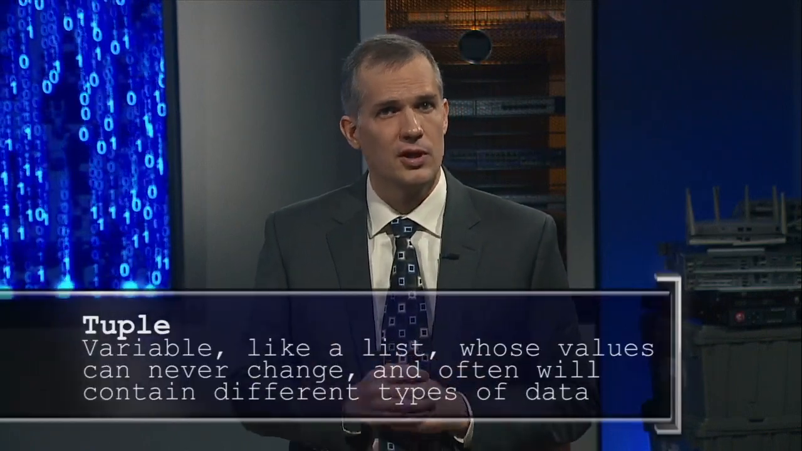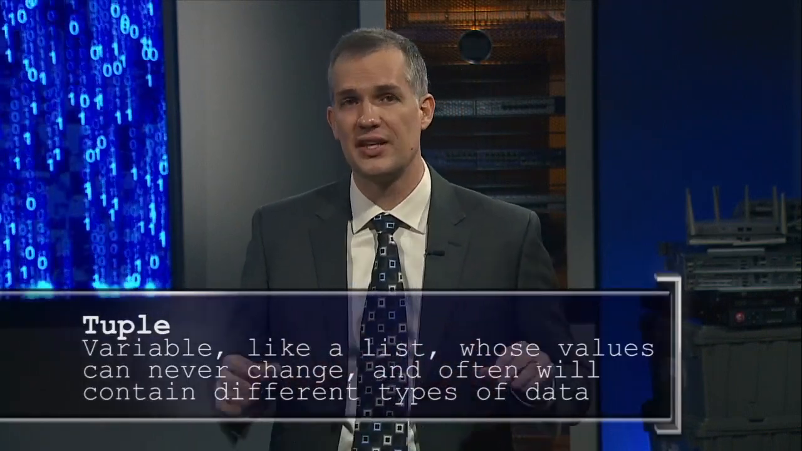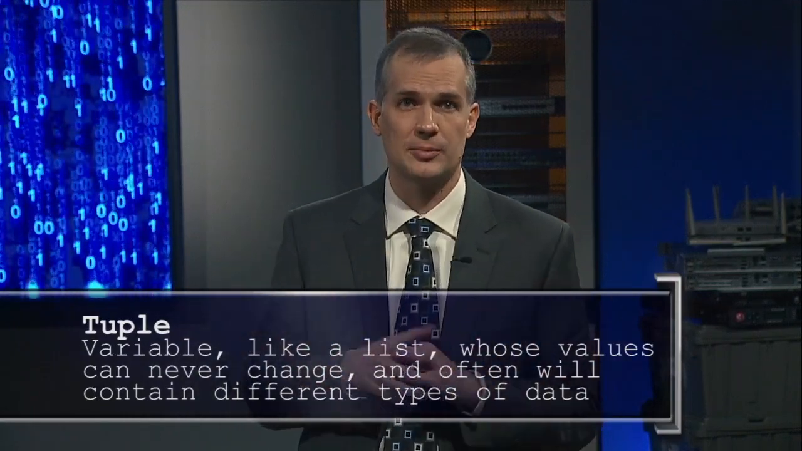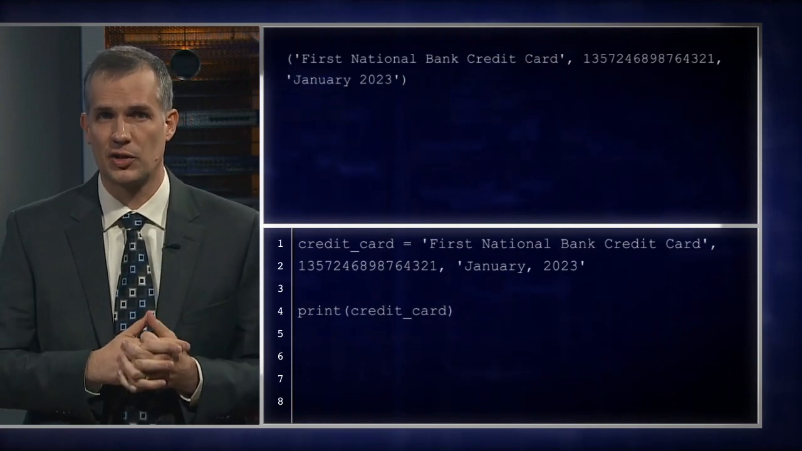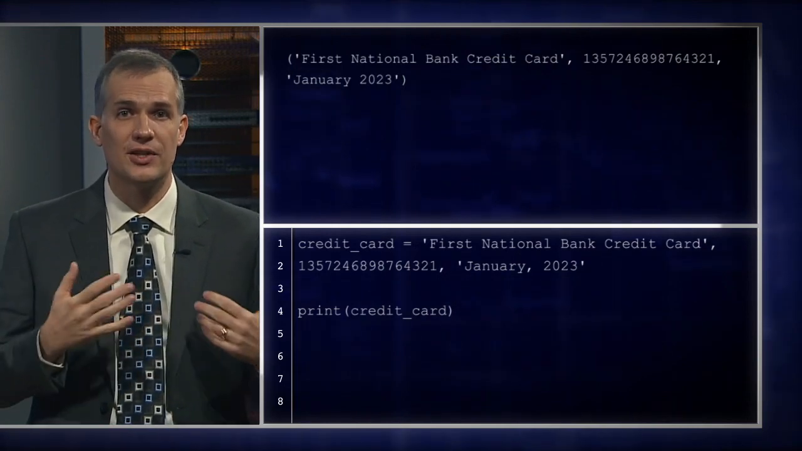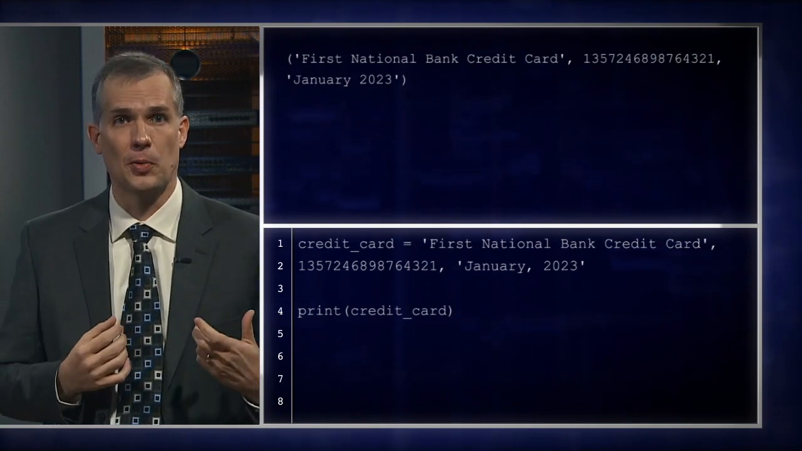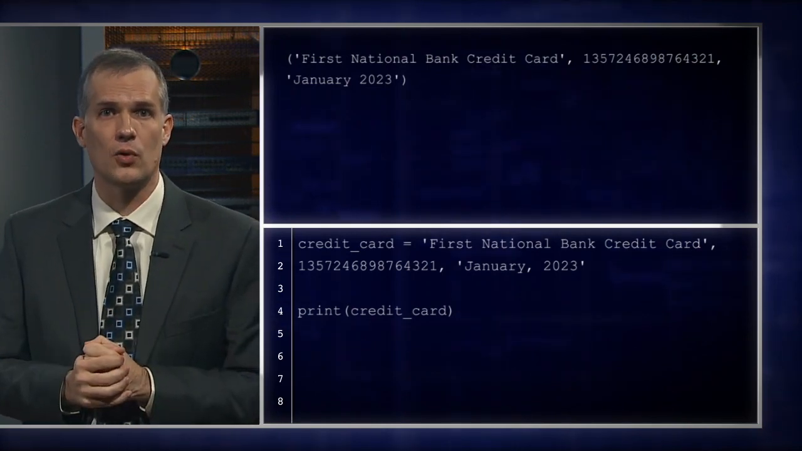Before we go on, let's look at one other thing that's very similar to a list that Python supports, the tuple. A tuple is like a list whose values can never change. And unlike a list, it often will contain different types of data. Tuples can be specified by giving a list of values separated by commas. Here's the example we just saw with a credit card, where there's a variety of different stuff put together. In this case, credit card is a tuple, instead of the list like we had before.